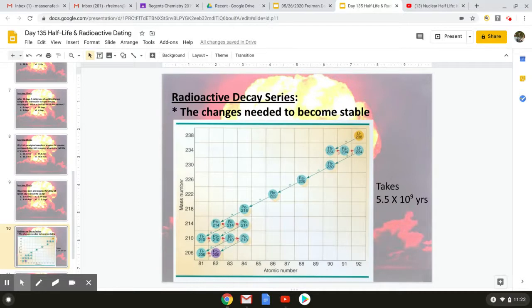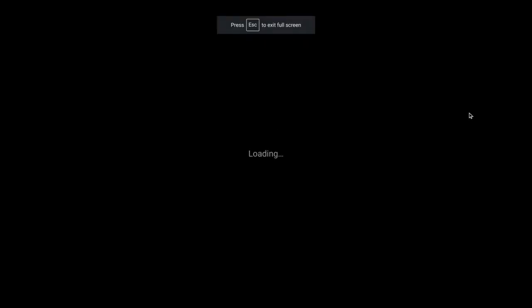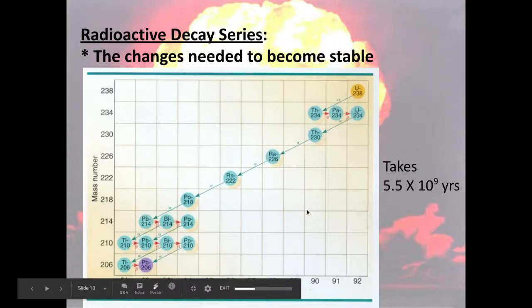So with radioactive decay, we can have things that are called decay series. I'm just going to change this to full mode. There we go. The screen's going to go blank for a minute, but I didn't lose you. It's not the aliens taking over.